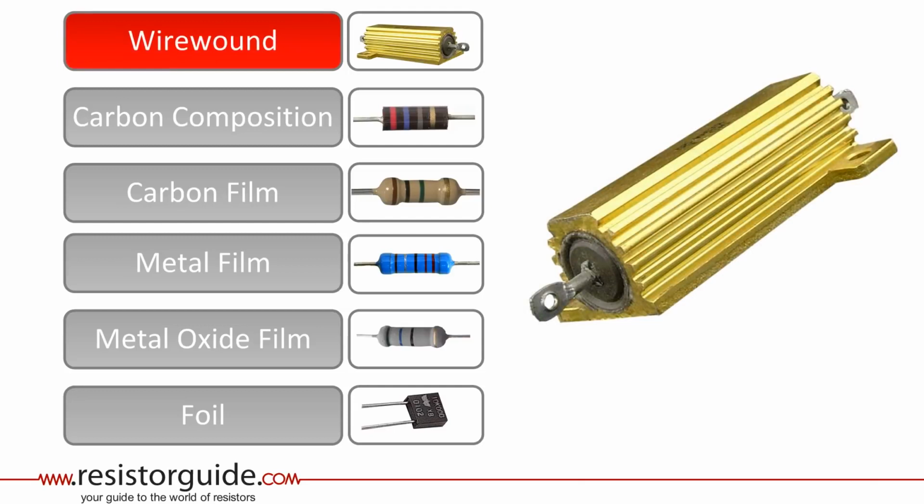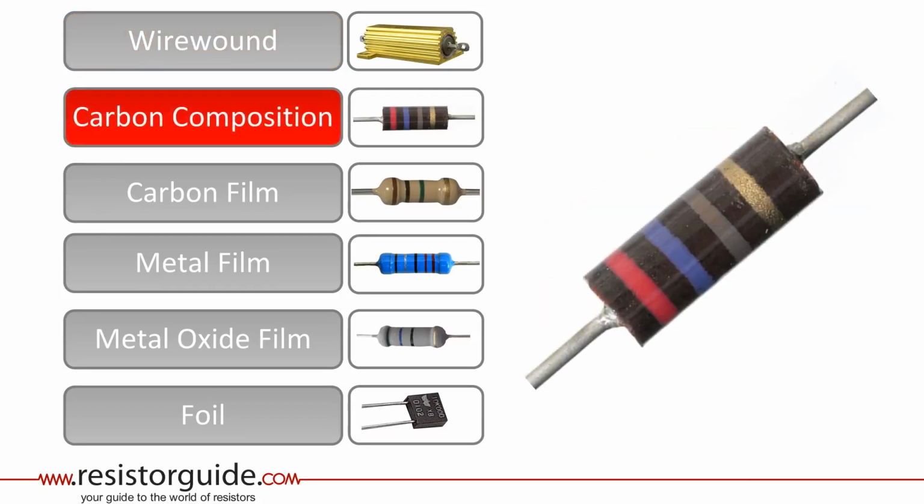They are constructed by winding a resistive wire around a non-conducting core. They can have very low resistance values and can be produced fairly accurate. Furthermore, they are very durable. A disadvantage is the parasitic reactance for higher frequencies.